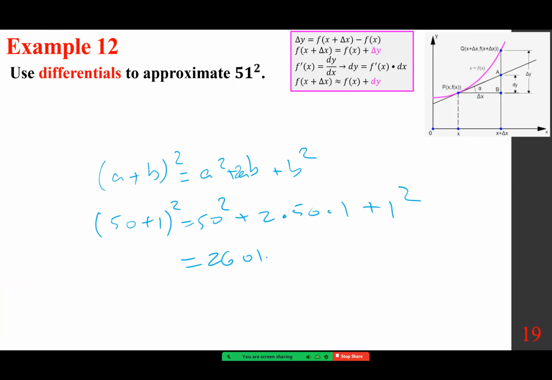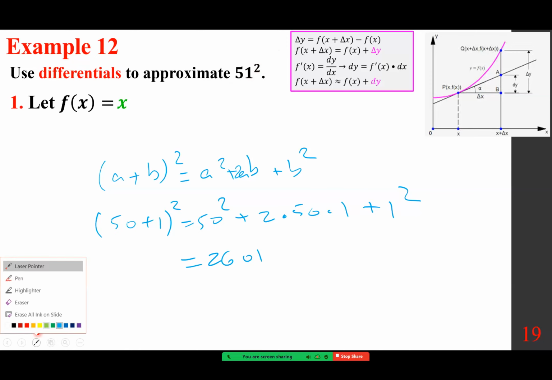But in any event, what should we do? First, we want to find a function. What function would that be? Look at the operation that is taking place. 51 squared, we are squaring something. So in this case, let f of x be x squared. Let f of x be x squared. So that means x squared.